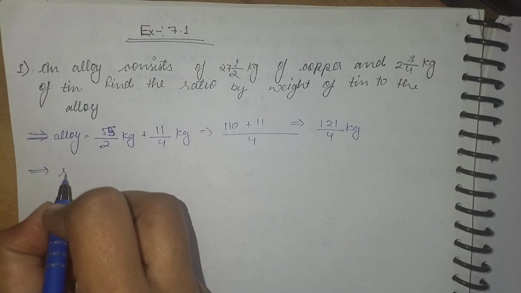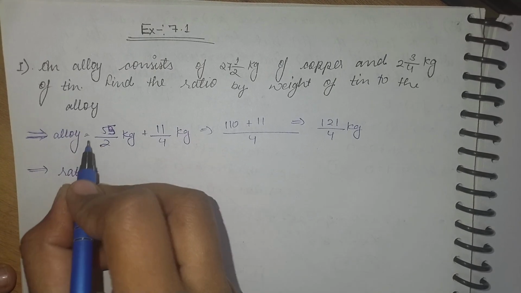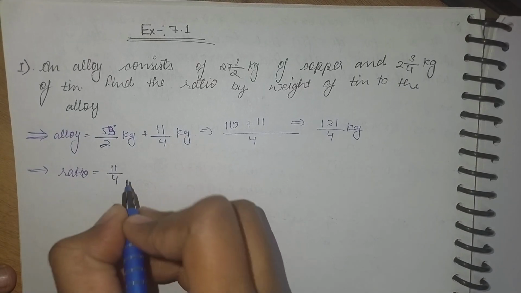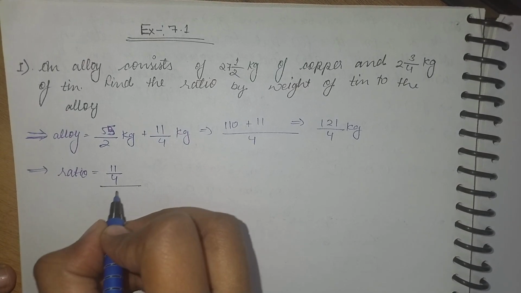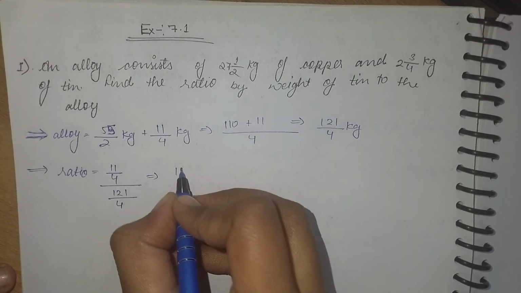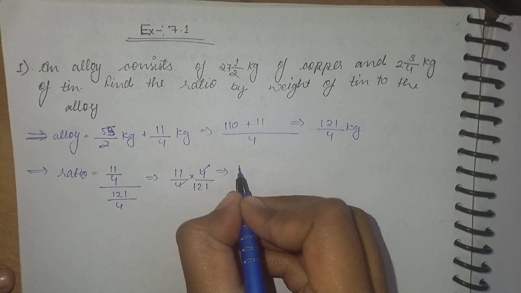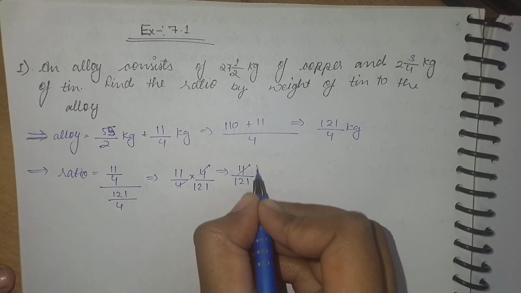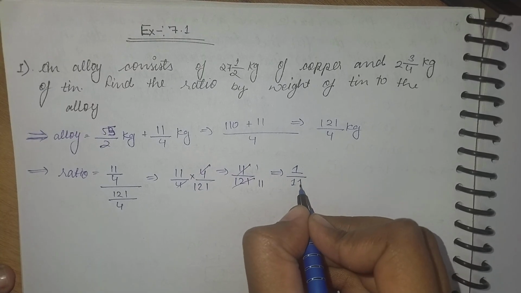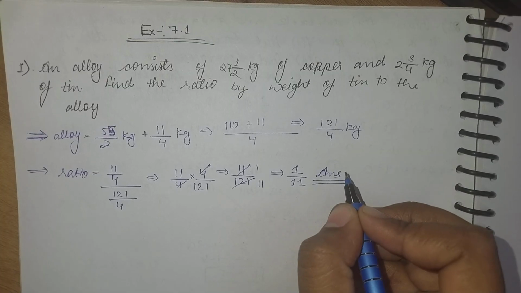And if we find the ratio of weight of tin to the weight of alloy, tin has weight 2 3 by 4 kg, that is 11 by 4, divided by the total weight of alloy, 121 by 4. So it will become 11 by 4 into 4 by 121. This will be cancelled out, and 11 by 121 will also be cancelled out by 11. So 1 by 11 is the ratio by weight of tin to the alloy. So this is the final answer in question number 1.